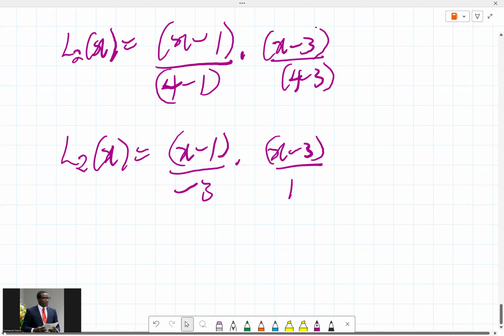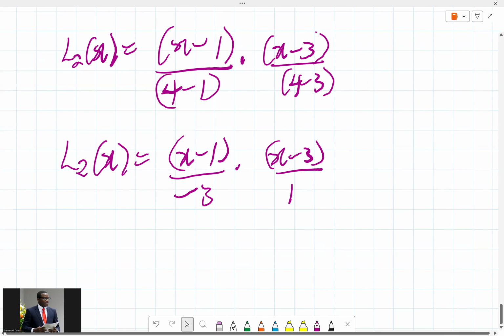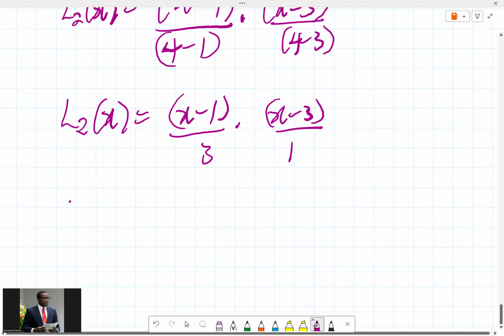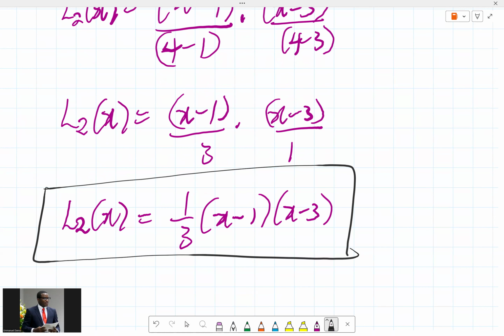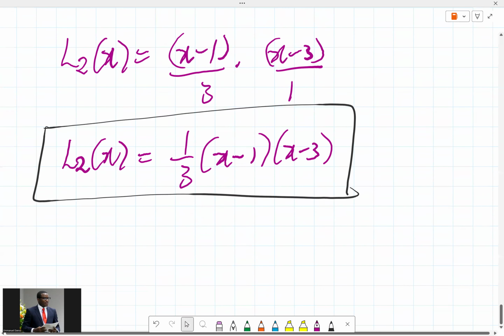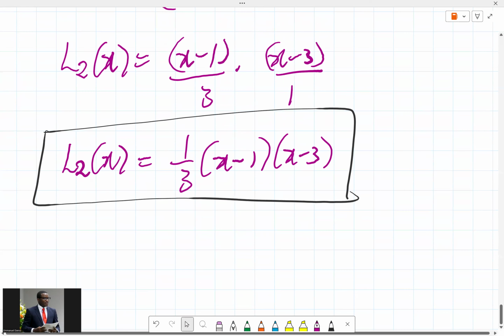So that's going to have a negative value. Oh, 4 minus 1 is 3. Okay, 4 minus 1 is 3. So the value is positive. So it means that L2 of x is equal to 1 over 3 into x minus 1 into x minus 3. So with that, we have L2 of x. Okay, so we have everything now.